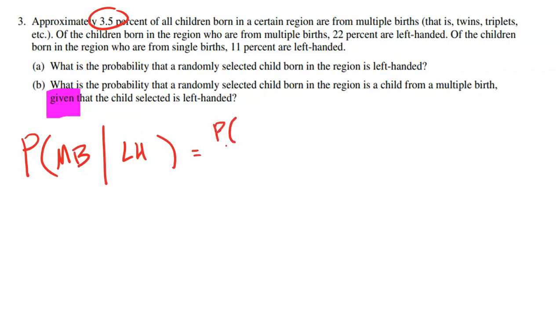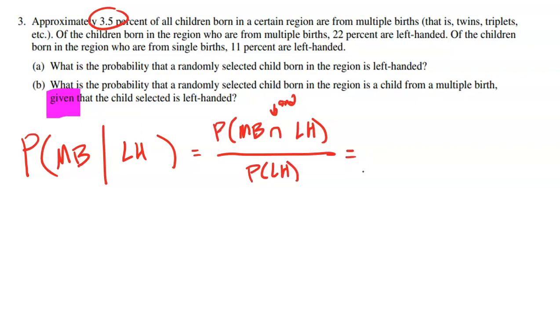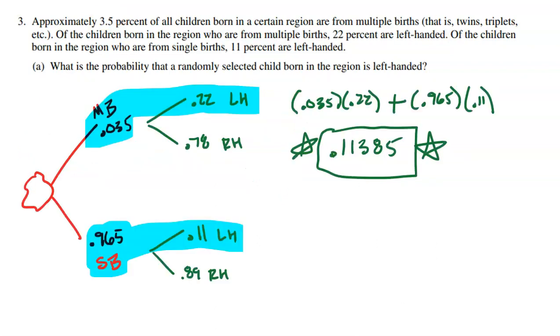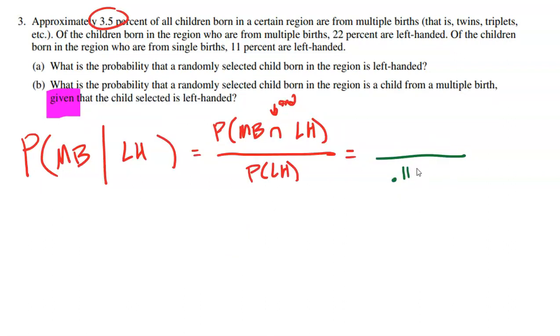It's the probability of both events, multiple birth and, that's our symbol for "and" right there, that upside down U, and left-handed, divided by the probability of being left-handed, just straight up left-handed. Now here's the good news. If you paid attention to what we did in part A, we have already calculated the probability that a person born in this region is left-handed, which is going to be my denominator, 0.11385.